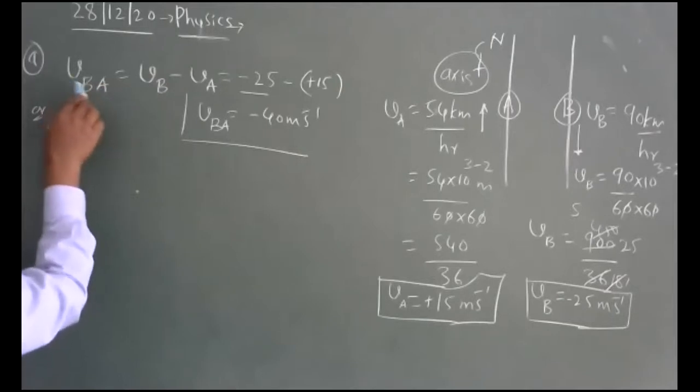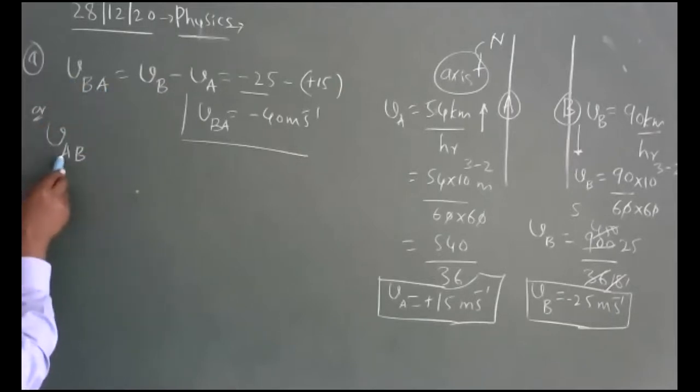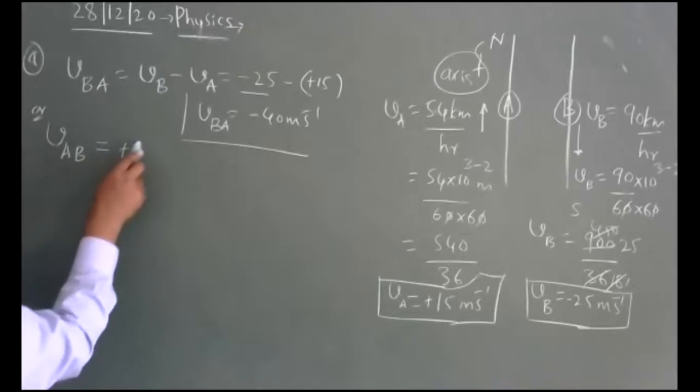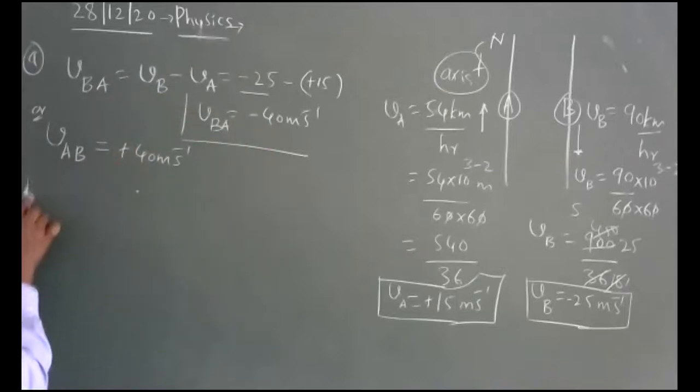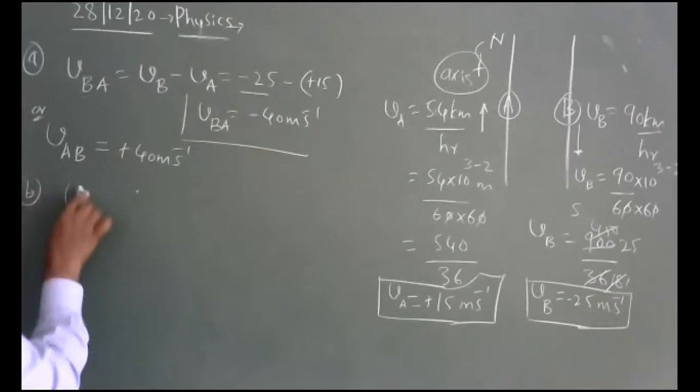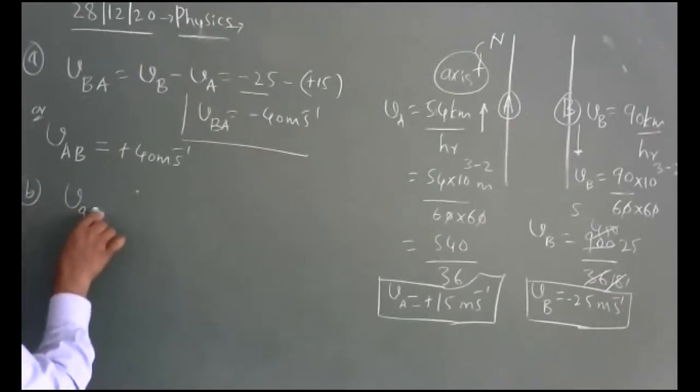B, it is velocity of B with respect to A, velocity of A with respect to B, which is equal to plus 40 meter per second. Opposite to this. The B question is, what is the velocity of ground with respect to B train?